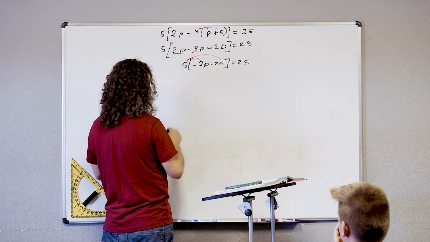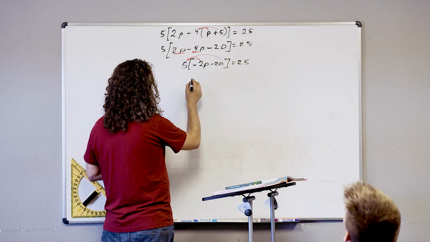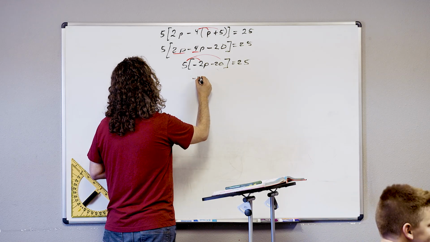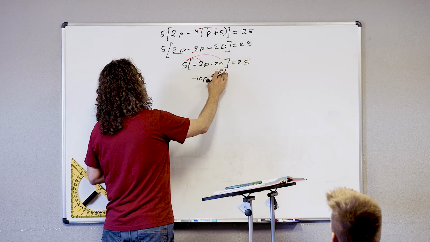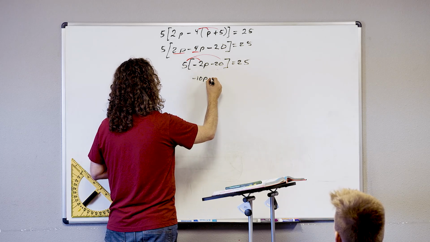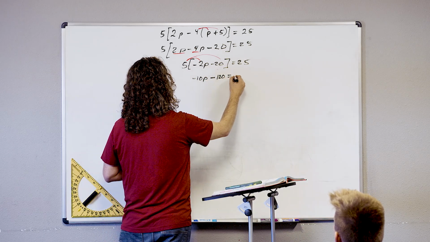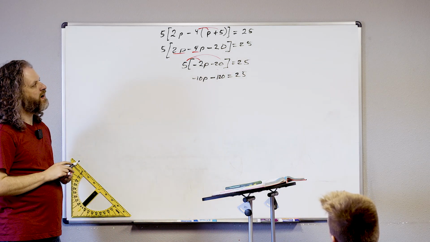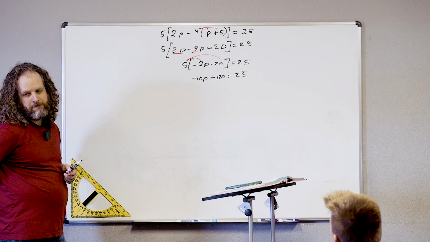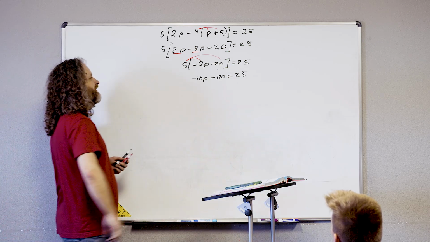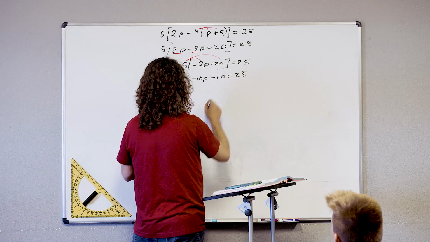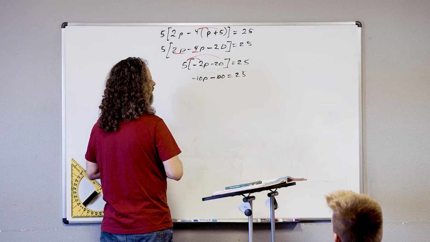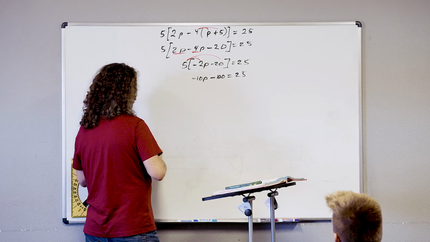So what's 5 times negative 2p? Negative 10p. What's 5 times negative 20? Negative 100. Not negative 120. But why is it 120? Because 5 times 20 is 120. No, it's 100. Oh yeah, it is. You're right. Joe's right for the first time. Now what? Add 100. Sounds good.